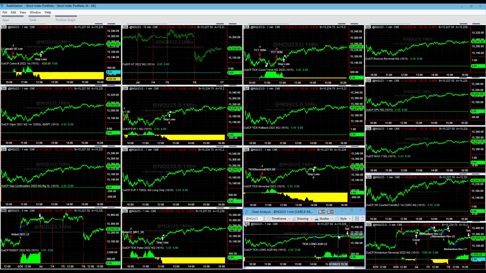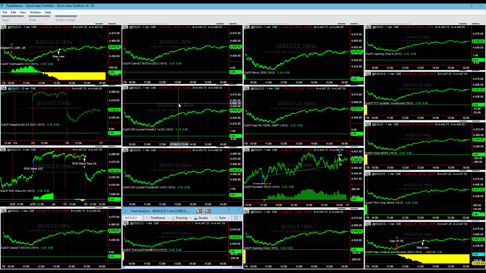So tick long aggressive was up just a little bit on the day, I think $200 or $300, and momentum reversal captured the trade. One of the top strategies lately is this momentum reversal, capturing this market that continues higher. Now to the S&P strategies. We have tick pulse once again.